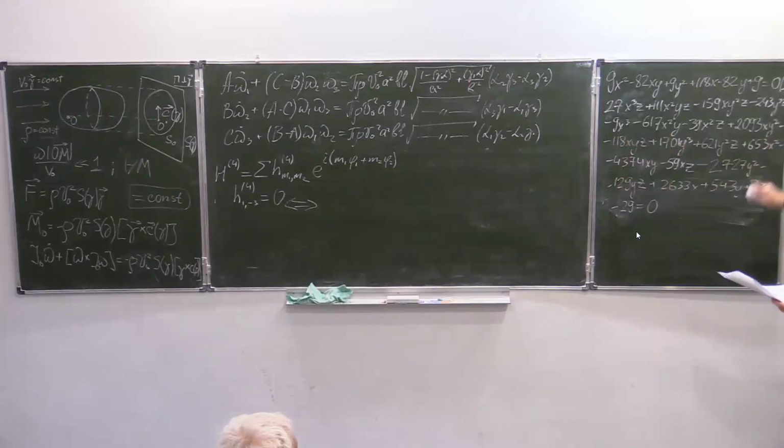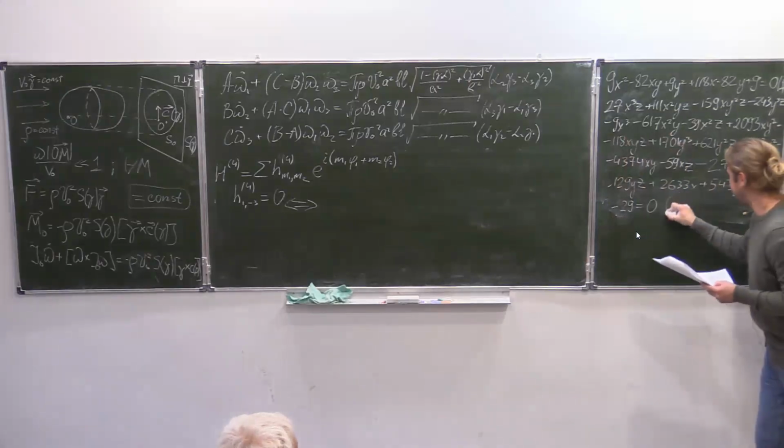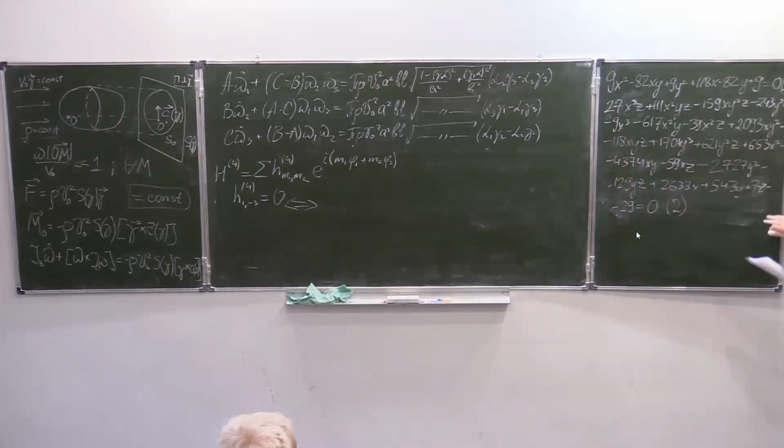This is the second necessary condition for the existence of an additional integral for the Hamilton system.